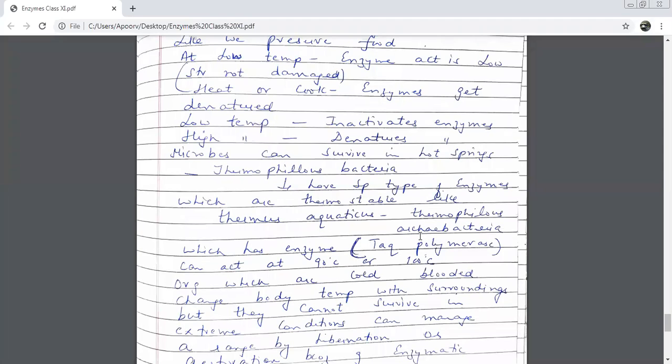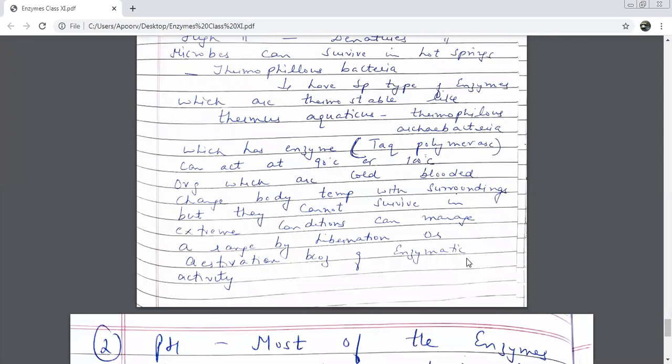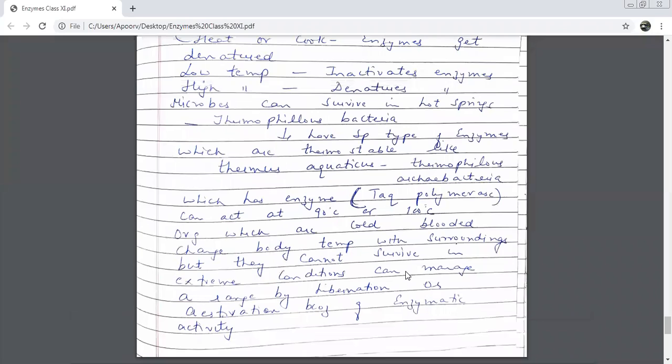We talked about a special enzyme which can tolerate 90 to 100 degrees Celsius. The name of the enzyme is Taq polymerase. This can act at 90 to 100 degrees. And cold-blooded animals, why do they change their body temperature? So that they can control which activity of theirs? Enzymatic activity.